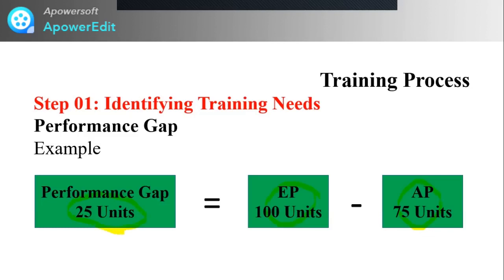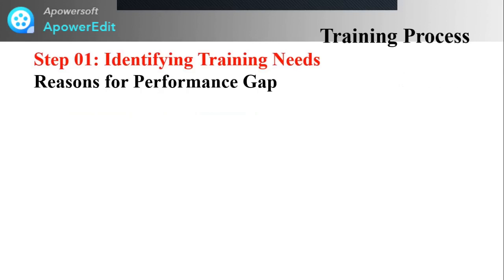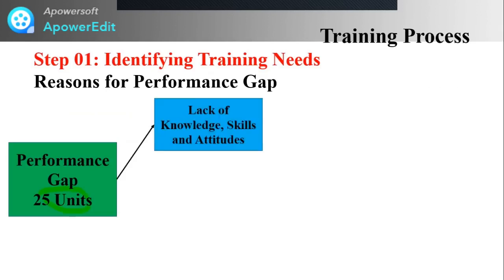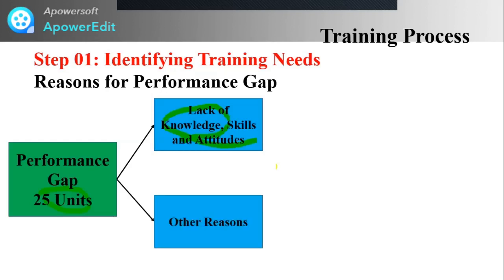Before identifying the training needs, we have to analyze what the reasons are for this gap. Then reasons for the 25 units performance gap. There may be several reasons. One, lack of knowledge, skills, and attitude of the employee. That is one reason. The second reason may be other reasons. What are the other reasons?